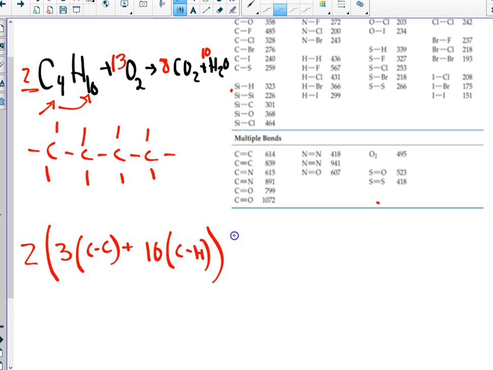All right, and then I'm going to add my 13 O double bond to O. You okay with that so far? All right, and that takes care of my broken, and now I'm going to subtract my formed. So this is all that stuff. Did I close all the parentheses in the right place? I think I did. Okay, minus. You okay with that? Now I'm going to bring this 8 right here. I'm going to take my minus over here so I have more room.